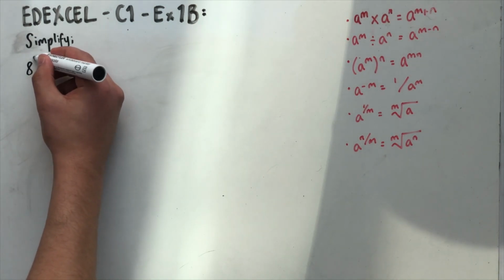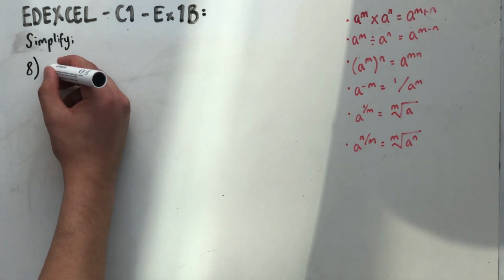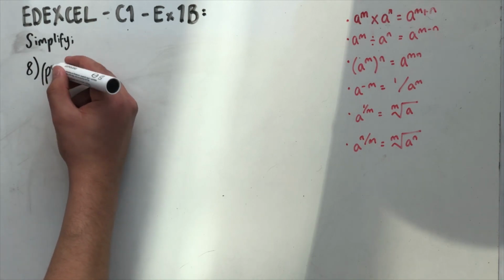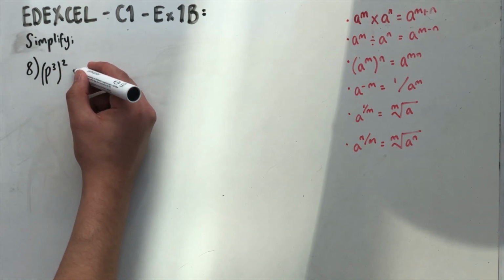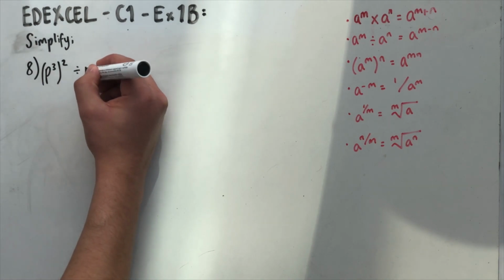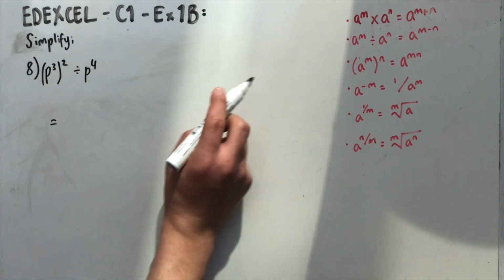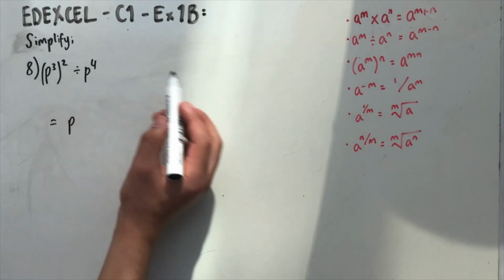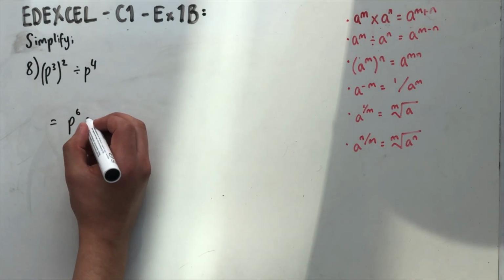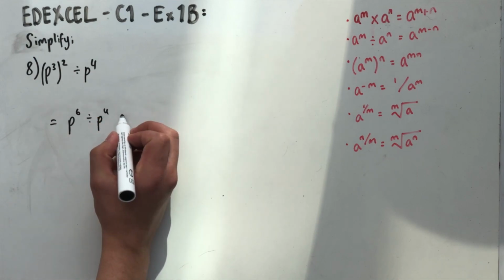Question 8 gets a bit more tricky. We have (p cubed) all squared, divided by p to the power of 4. Now this one, we're going to deal with the brackets first. Remember BODMAS, we always deal with the brackets first. So we're going to use the third rule down of our indices rules. And that means we times the 3 and the 2 together, so it makes p to the power of 6. And we just put p to the power of 4 down again.